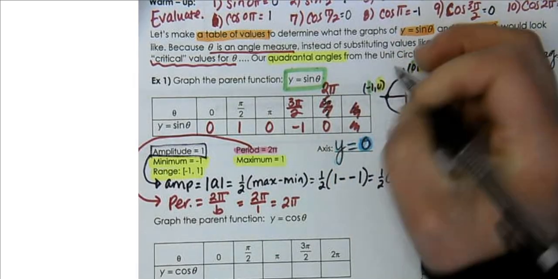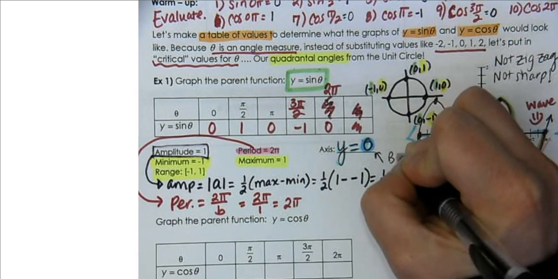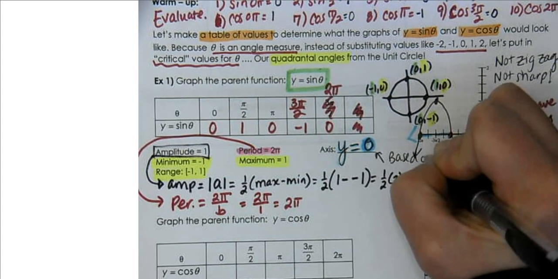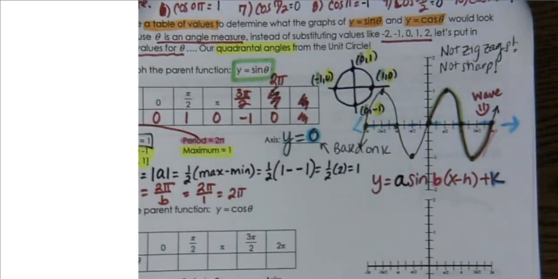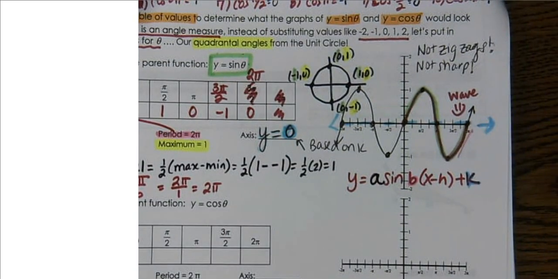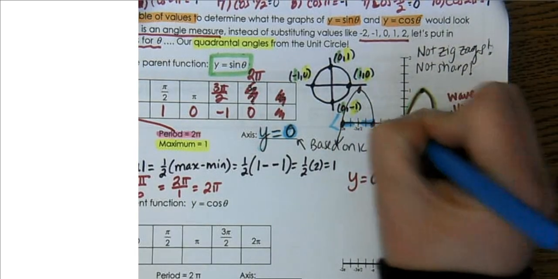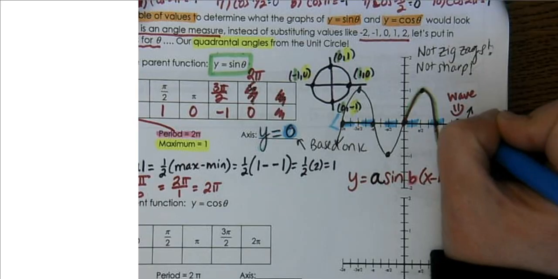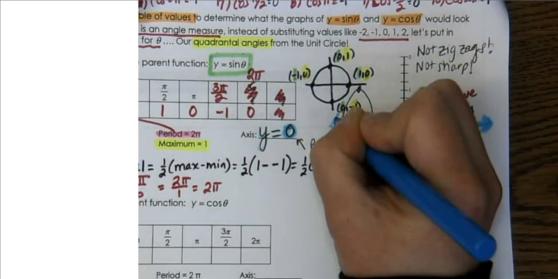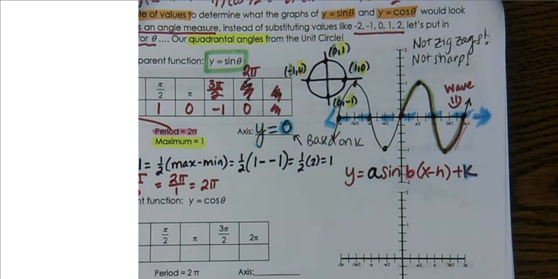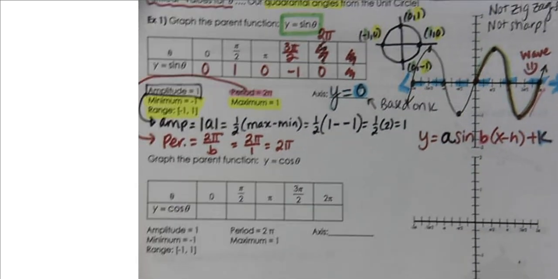And it is based on k. And we always draw it as a horizontal dashed line, and it kind of separates the graph into two separate halves. And that would be considered our axes. Now let's go ahead and graph our cosine function.